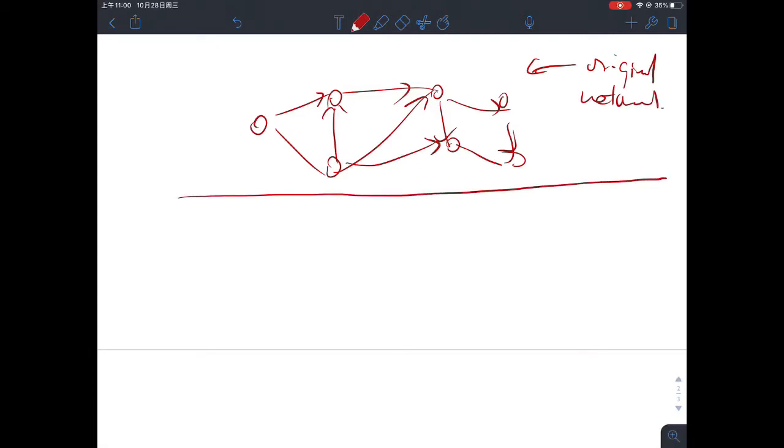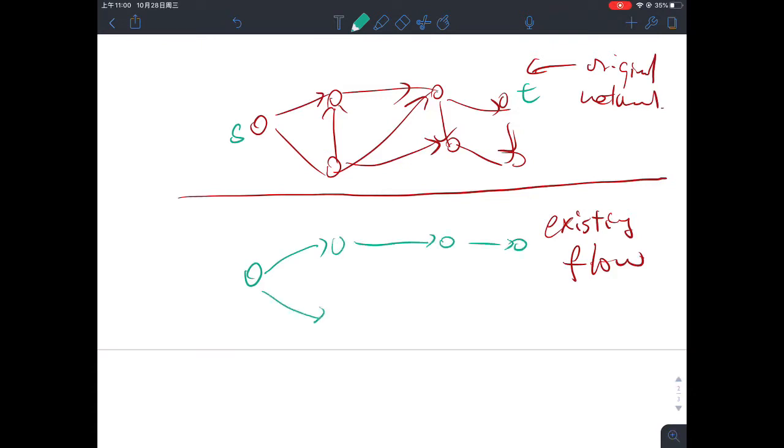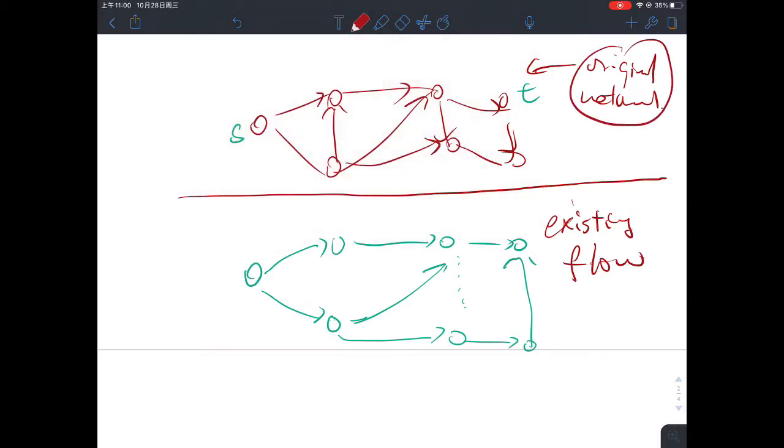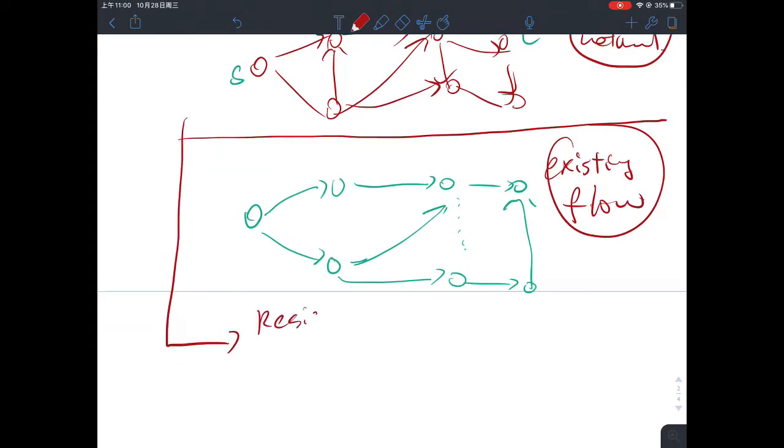Besides the original network, there's also the existing flow. The existing flow basically says that, with S and T here, I decided to push that amount of flow across the network, so sometimes I'm not using some of the edges. This is an existing flow. Together with the original network and the existing flow, we can come up with a residual graph.